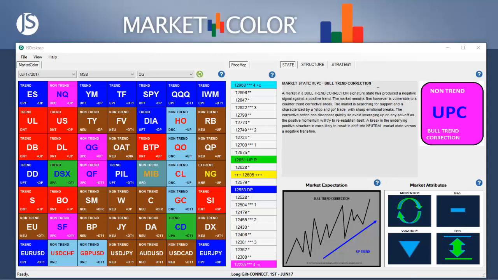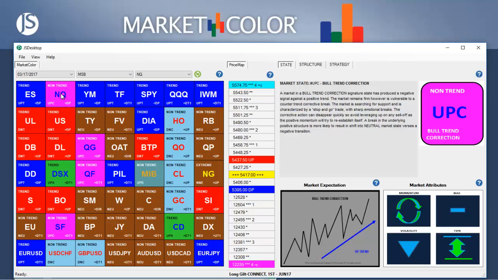Markets in a bull trend correction have produced a negative signal against a positive trend, so we have potentially sharp breaks that don't follow through and bounce back. And we could turn into some sideways chop, but the market can also start to revamp that bull trend. This is our expectation. Momentum is going to be choppy, sideways rotational, more range trading. We do have more of a negative bias because we're corrective, and we could see volatility decrease.